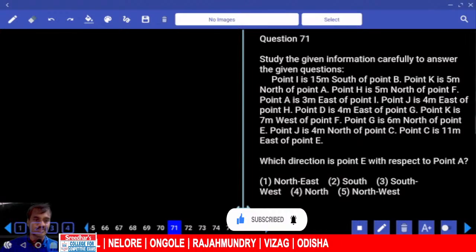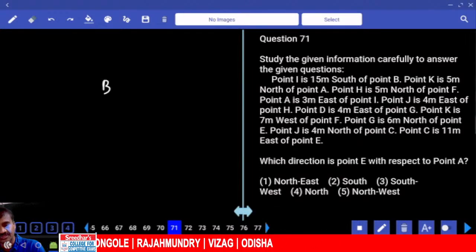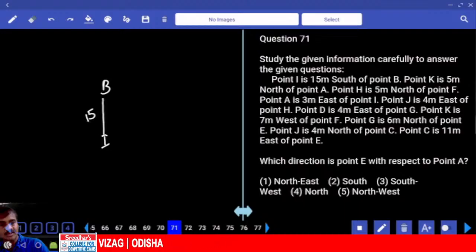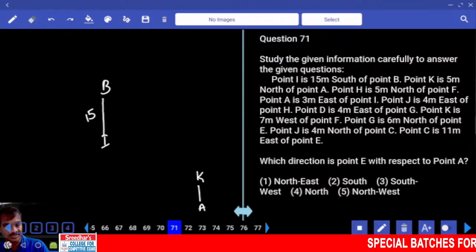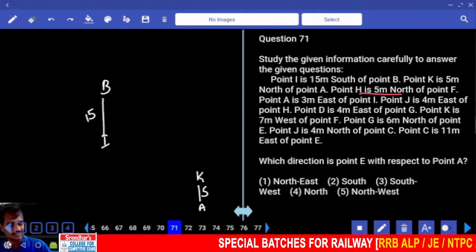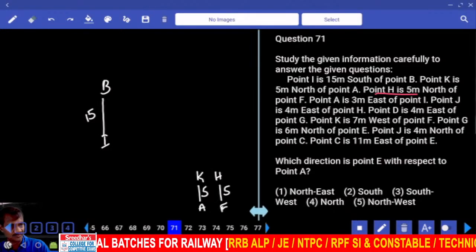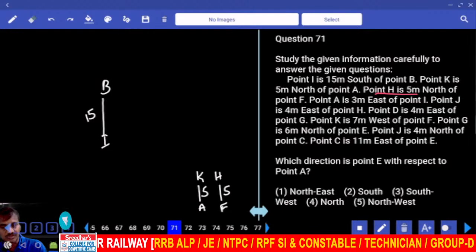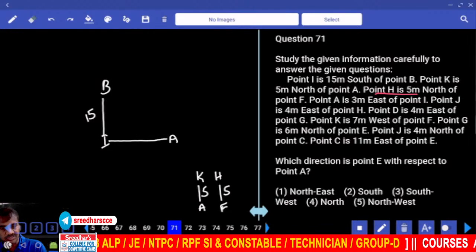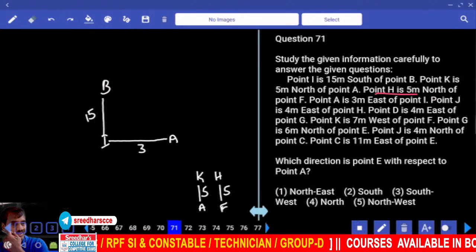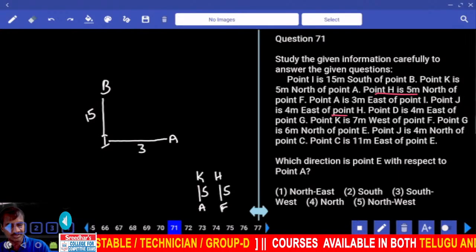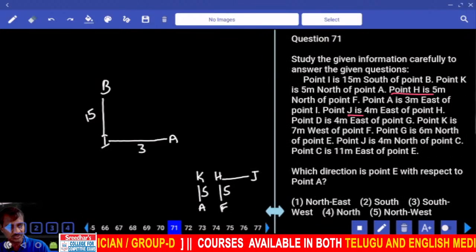Now here in this one, I is 15 meters to the south of B. B is here, and the distance between these two is 15 meters. K is 5 meters to the north of A. H is 5 meters to the north of F. A is 3 meters to the east of I. And J is 4 meters to the east of H.